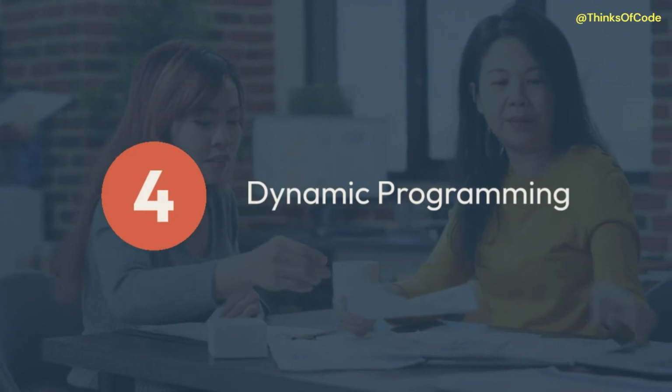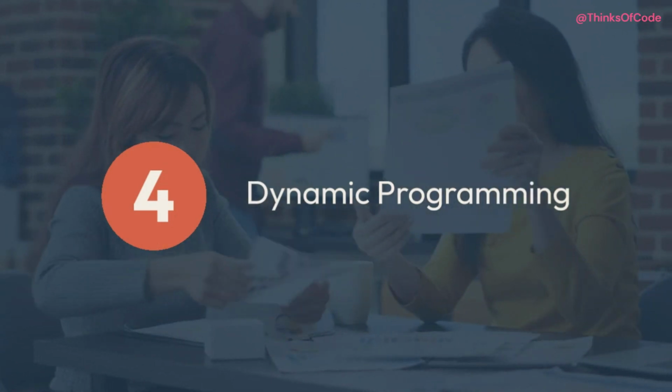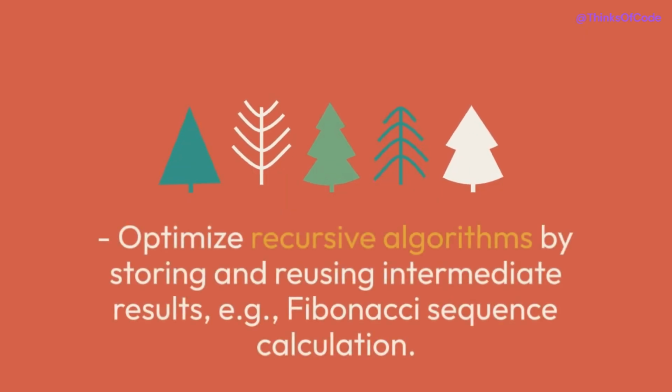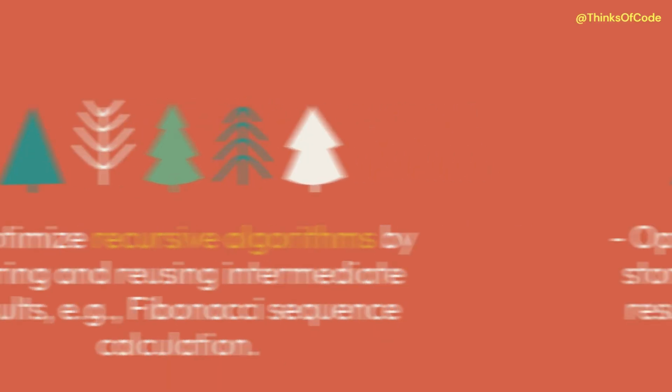Dynamic programming. Ever wondered how computers optimize tasks? Dynamic programming, with examples like Fibonacci sequence calculation and solving shortest path problems, is the mastermind behind optimizing recursive algorithms by storing and reusing intermediate results.